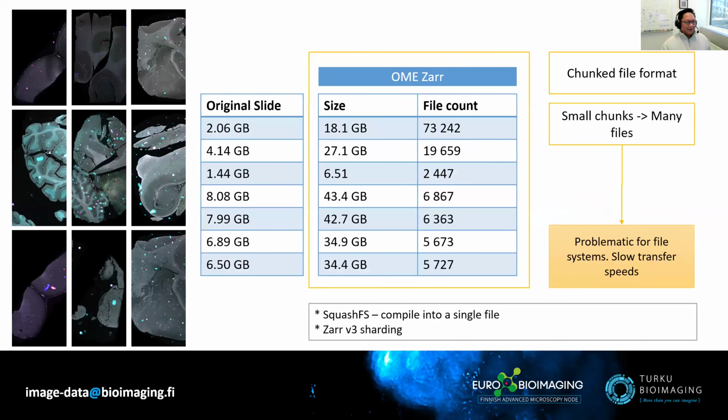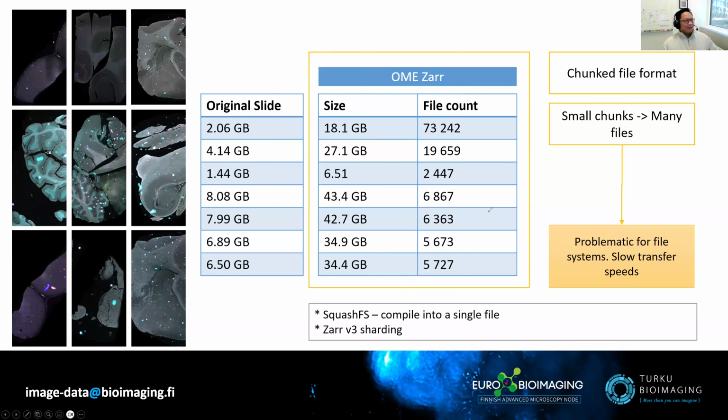So one thing here that I want to show you, the table on the left side shows the original file sizes of some of the example slides, and they're quite small compared to when you do the conversion to OME-Zarr, which really quite bloats the size. There are some reasons for it, which I will not get into now, but one thing you might also notice is that the file count of these chunked file formats becomes very big. Here, they're relatively small in the low thousands and below 10,000, but it can very, very easily go into the hundreds of thousands of files.